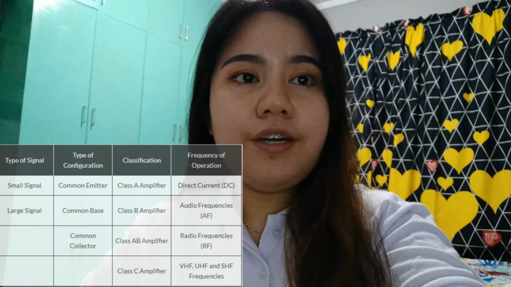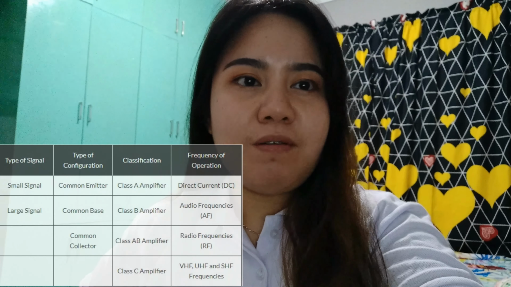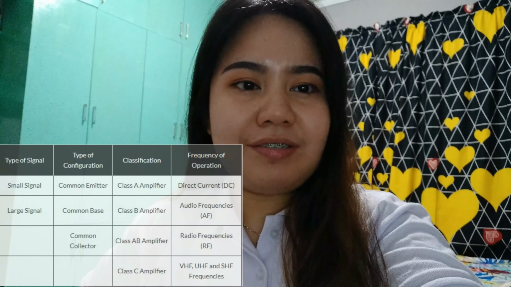So, why is it important to know the class of the amplifier that we are going to make? When designing an amplifier circuit, the class of operation of an amplifier is very important as it determines the amount of transistor biasing required for its operation as well as the maximum amplitude of the input signal. So here is the table for the comparison between the most common types of amplifier classifications.